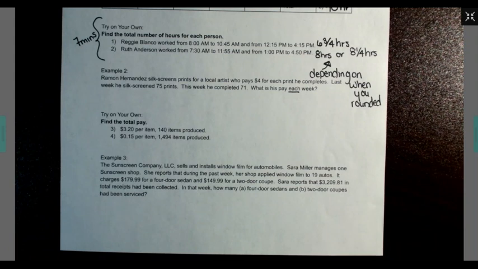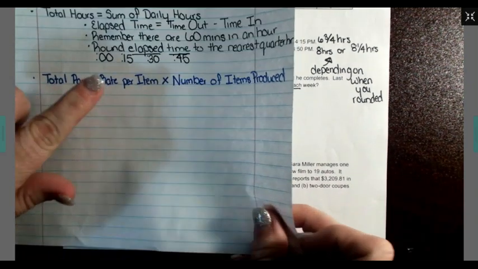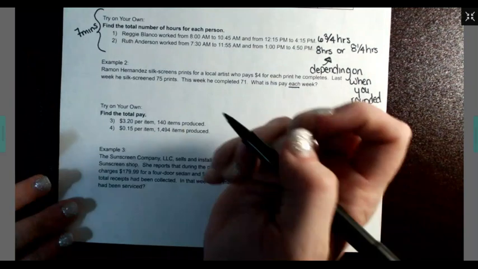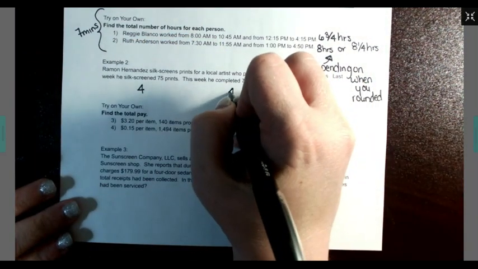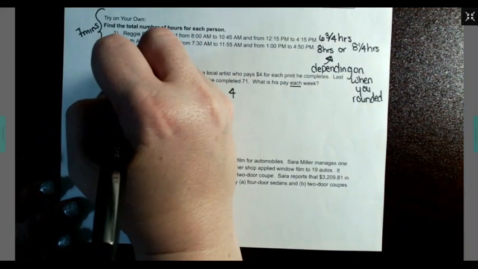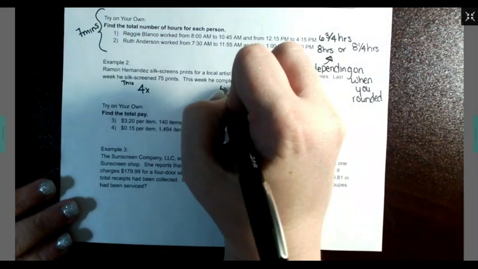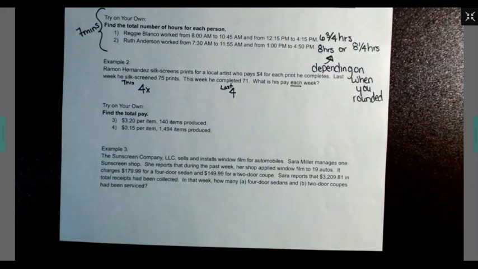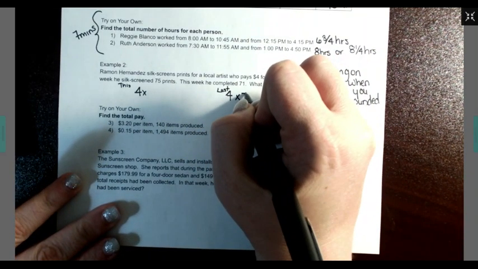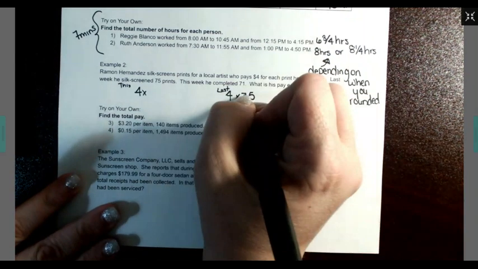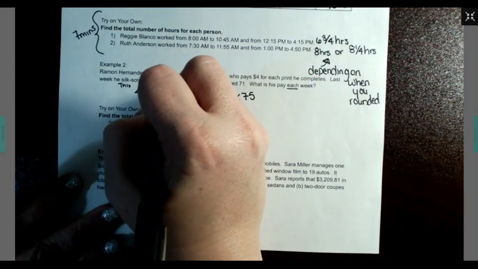Ooh, good catch of a word there. Each week. So, based on our equation, we take his rate per item. Now, his items are these silk screens. So, he's getting paid $4 for each item. And I know I'm going to be doing this for this week and last week. I really should have wrote those backwards, but that's okay. So last week he completed 75. Since I labeled this as last, I got to put the 75 over here. And this week he completed 71.